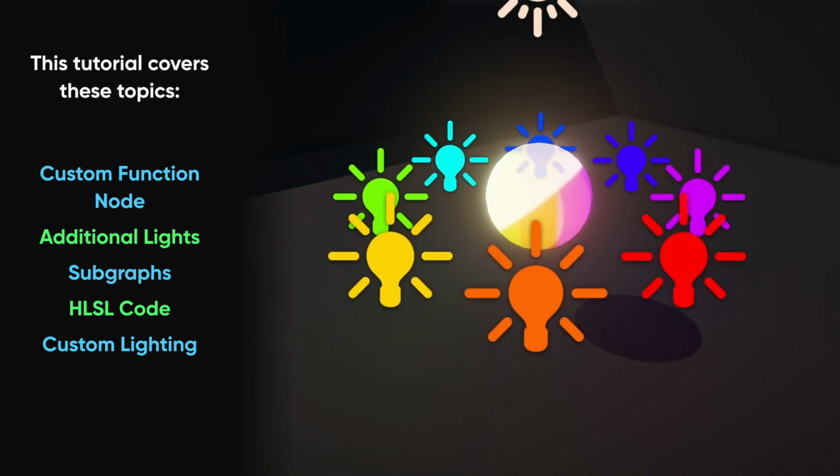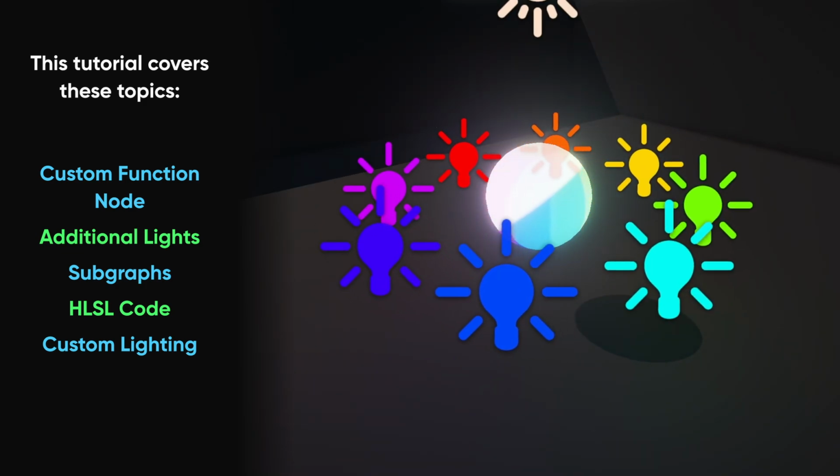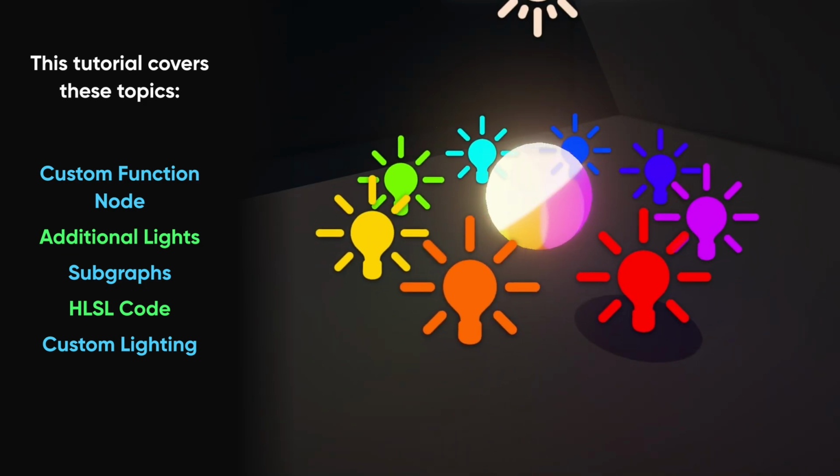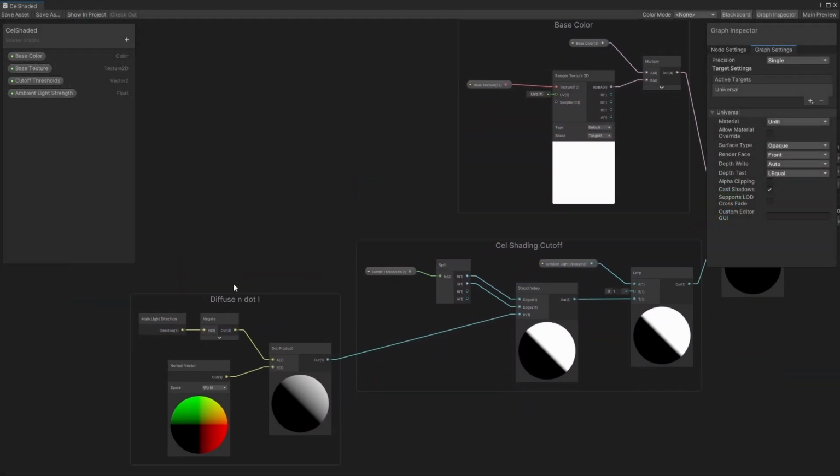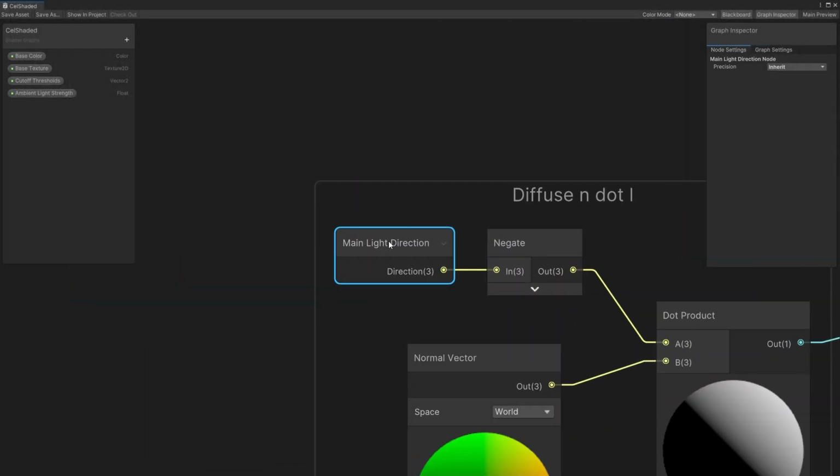In part 10, we're going to talk about what happens when shader graph doesn't have a node for something we want to do. You'll remember back in part 7, we made a basic cell shaded effect which uses the main light direction node, but this immediately exposes two limitations.